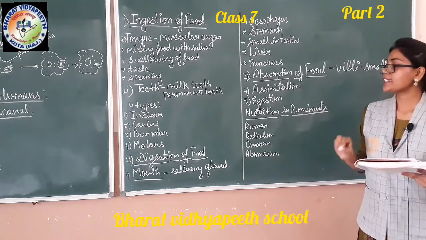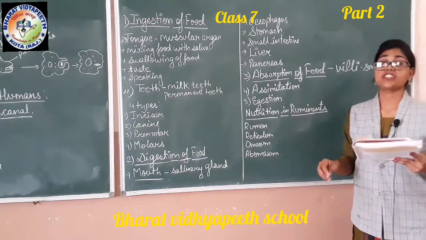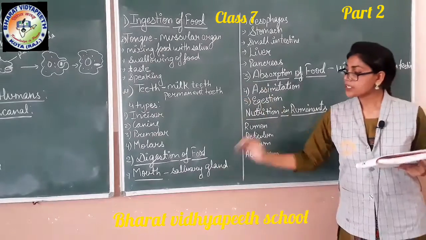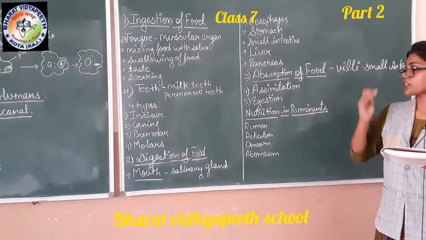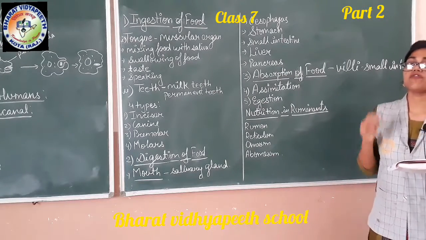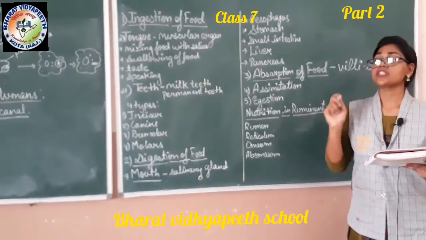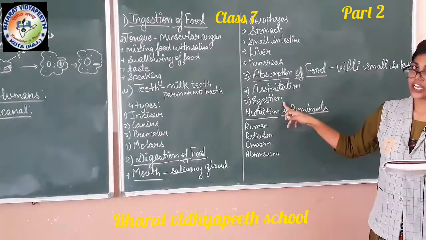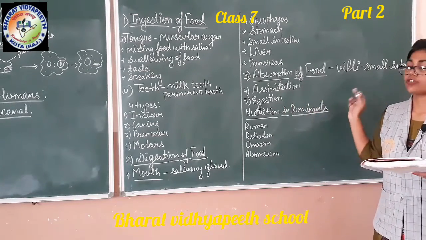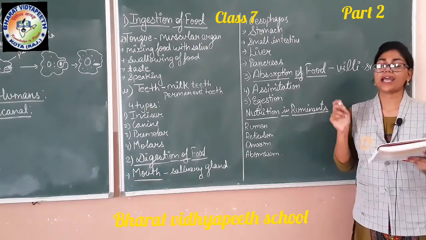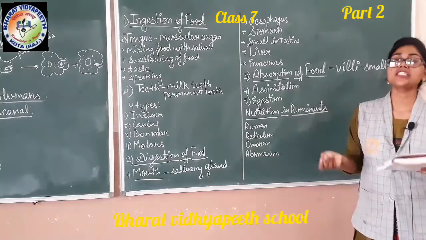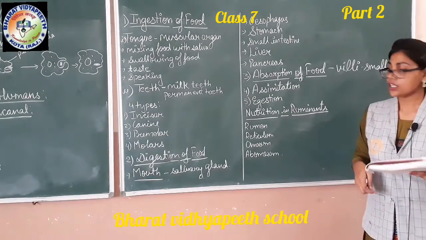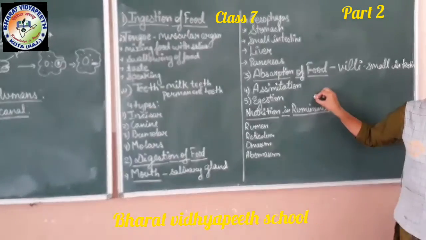Next and the last is egestion. Egestion is the removal of waste. When all this processing has been done, the food is digested, absorption is done, and energy is provided, then the waste material remains. This waste material is removed from our body through the process of egestion, with the help of the rectum and anus. The rectum and anus remove the waste product from the body. This is the nutrition in humans.